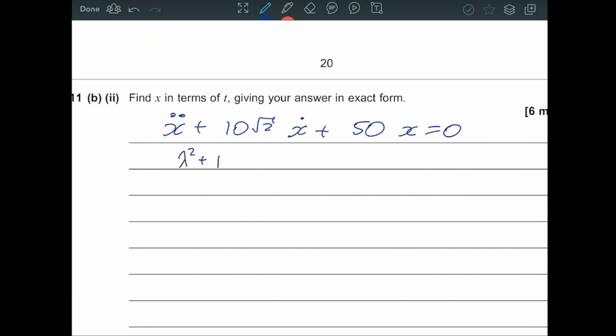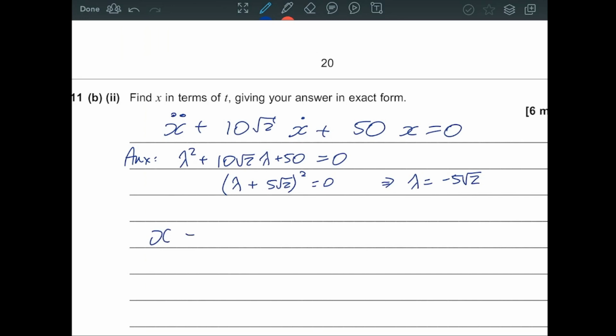So our auxiliary equation is going to be as so. And we know it has a repeated root, which turns out to be negative 5 root 2. So we have our general solution. It's going to be At plus B, because it's critical damping, e to the negative 5 root 2 t.